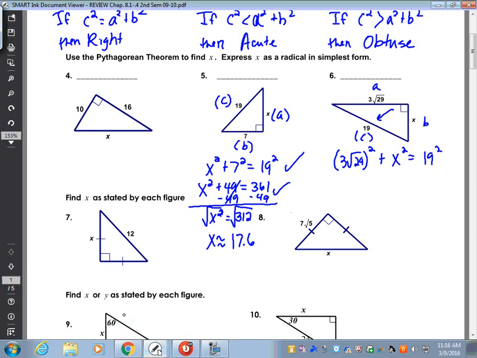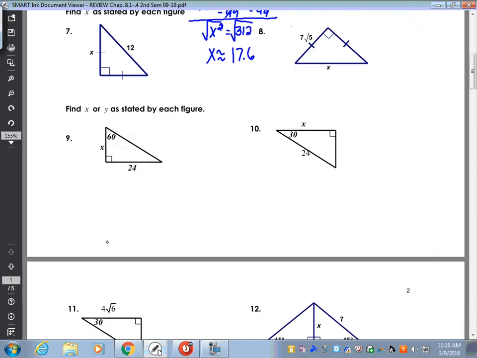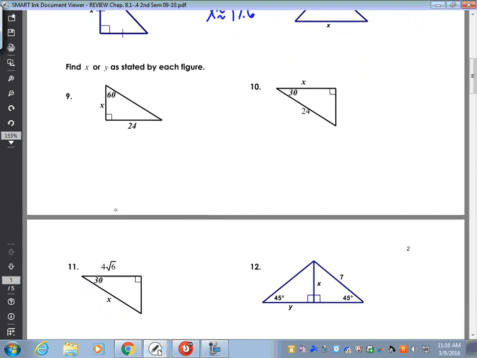All right, we okay? Pythagorean theorem? All right, let's go to the next part.